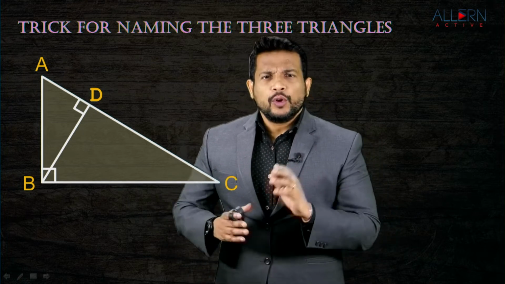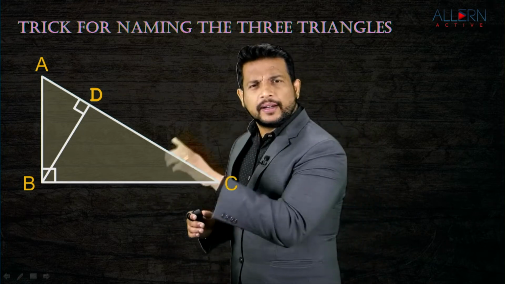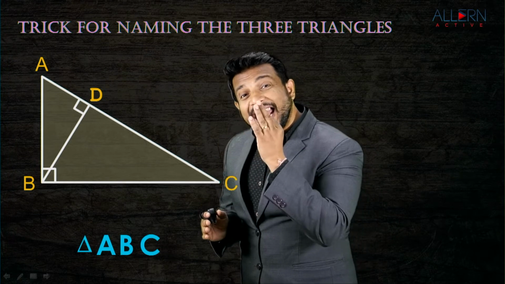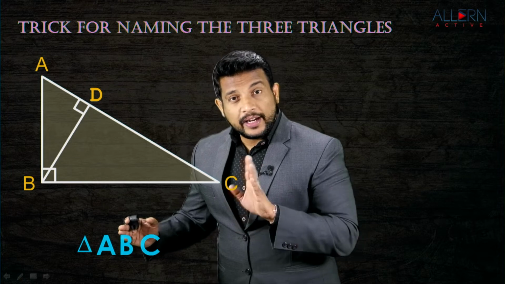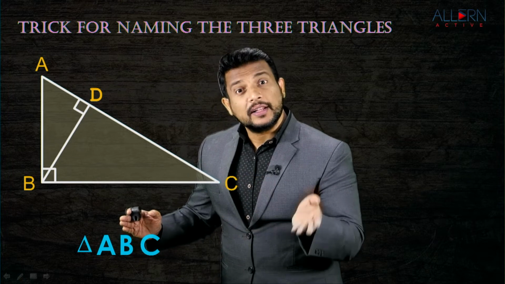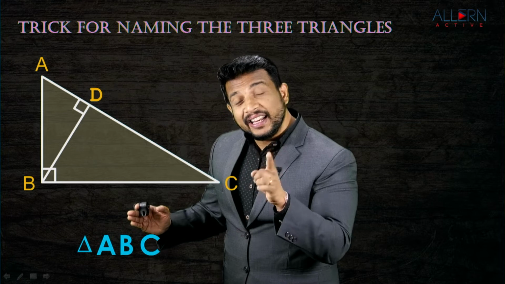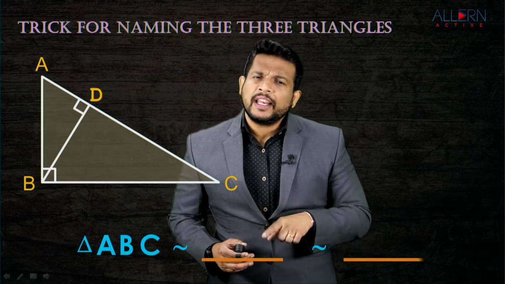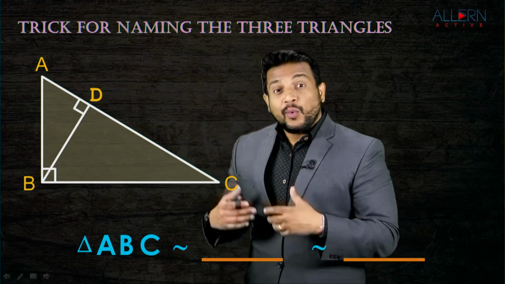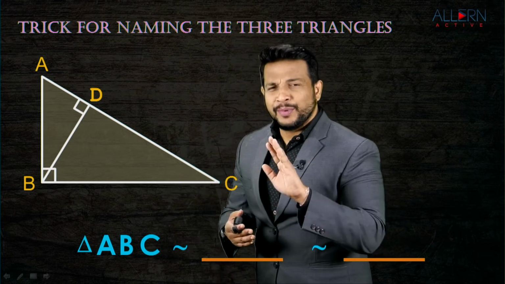Observe. The trick is, first write the name of the bigger triangle with 90 degree angle in between. What is 90 degree angle? That is B. Write that in between. So we write it as triangle ABC, or we write it as triangle CBA. But remember, 90 degree will be in between. Once we write this, now you are saying, yes, I want the name of the other two triangles which are similar. How do I write it? As per the correspondence. Beautiful.